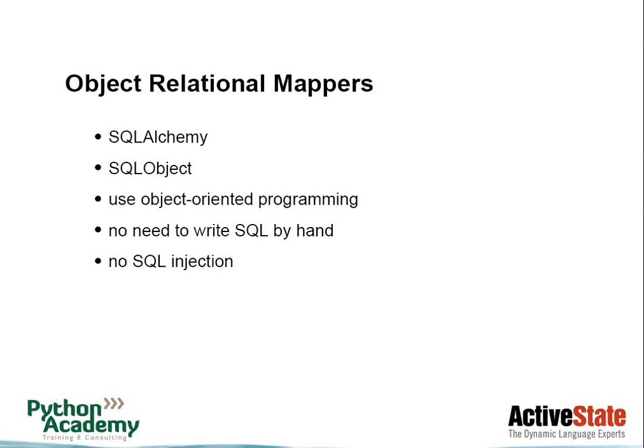Okay, there are also what's called object-relational mappers. So if you don't want to work with SQL itself, you can work in Python, and this is translated to SQL in the background, which is most of the time more performant than writing the SQL yourself. And there's one very interesting library called SQLAlchemy, which is very powerful in doing this. There's another simple one, SQLObject. And you can use object-oriented programming, don't have to write any SQL by hand, and there's no way to do SQL injection in your code if you do this. Next slide, please.